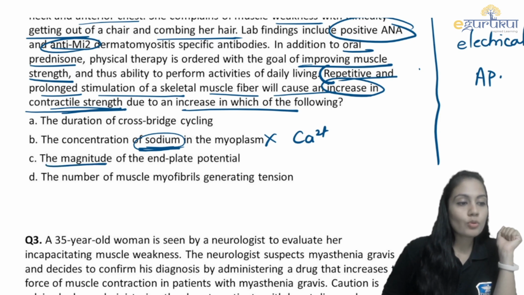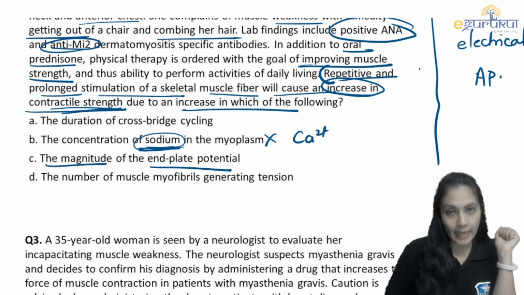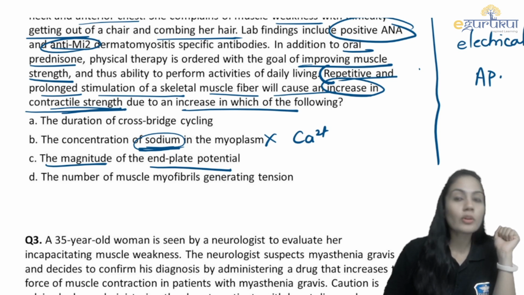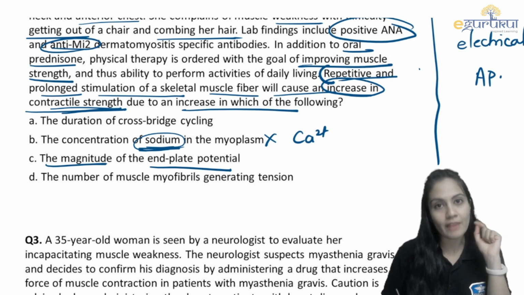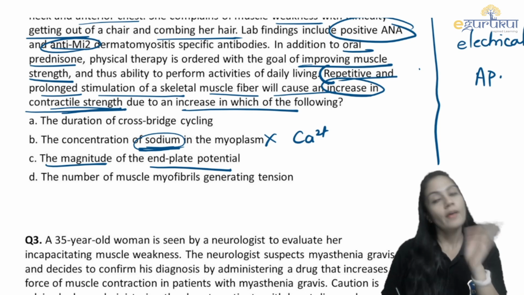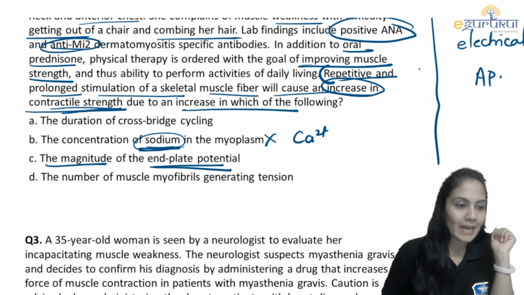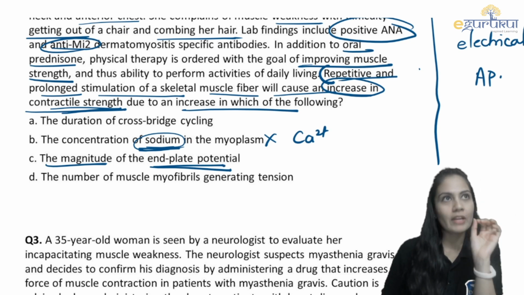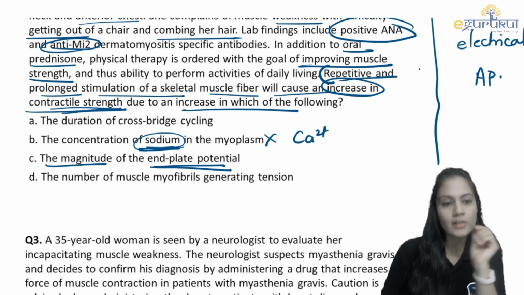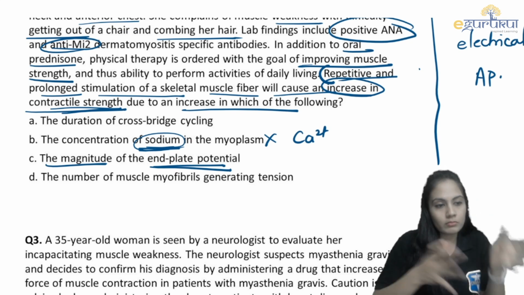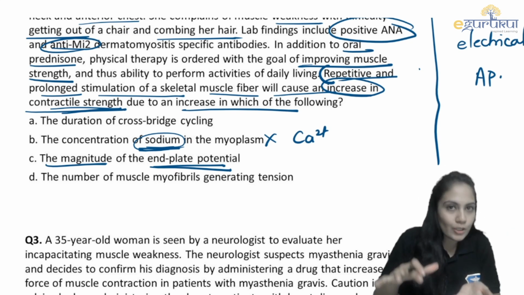The magnitude of end plate potential: again, once the end plate potential reaches the firing level, only then are we going to get the action potential. And once we get the action potential, only then are we going to get the contraction. If we are talking about the end plate potential, EPPs are very, very small potentials. They are not action potentials, right?